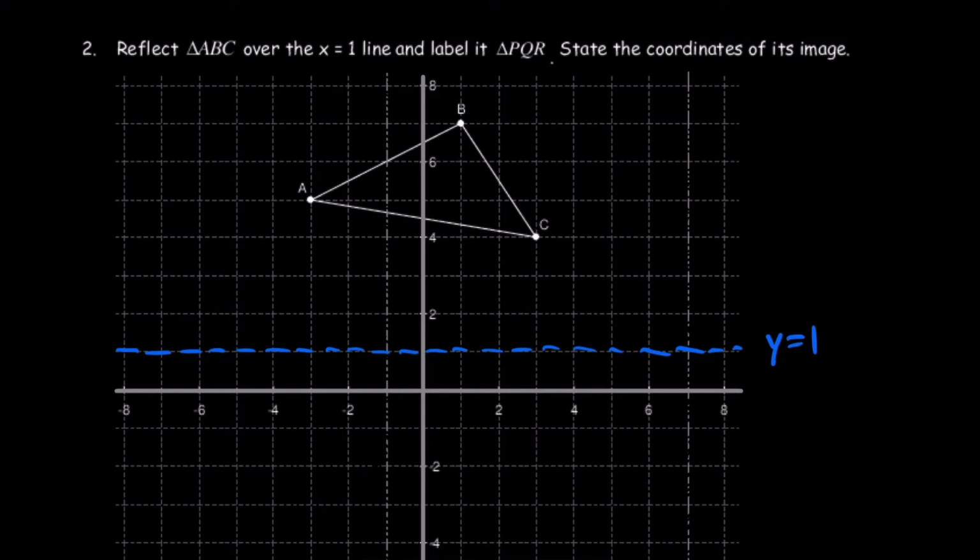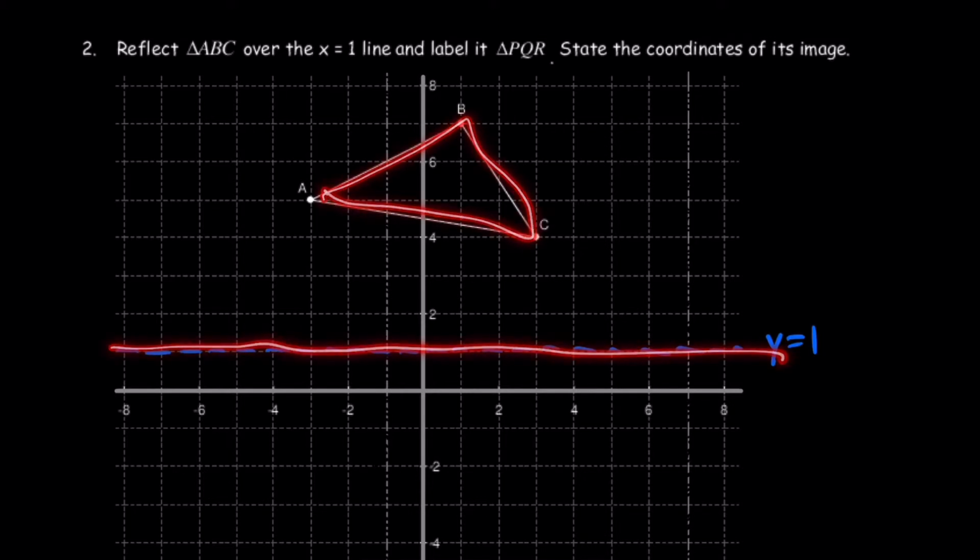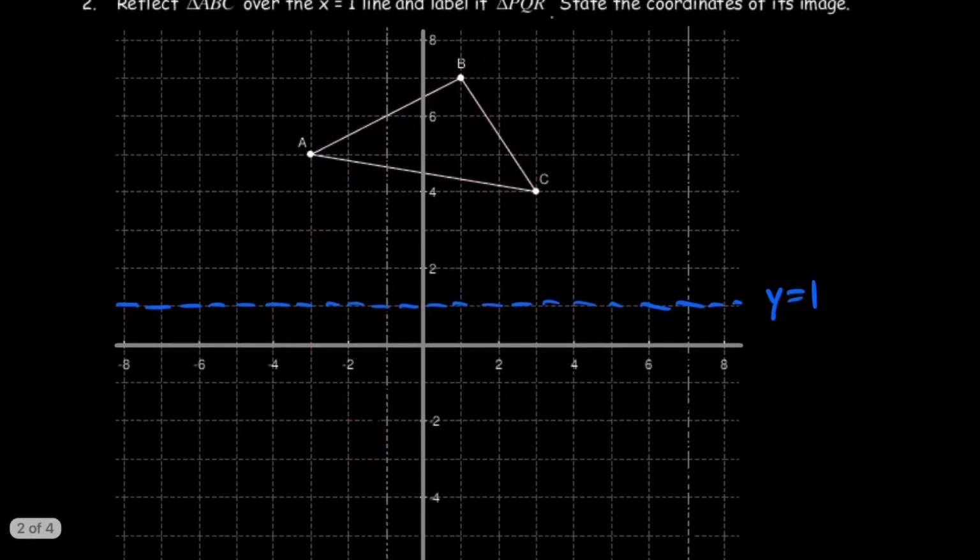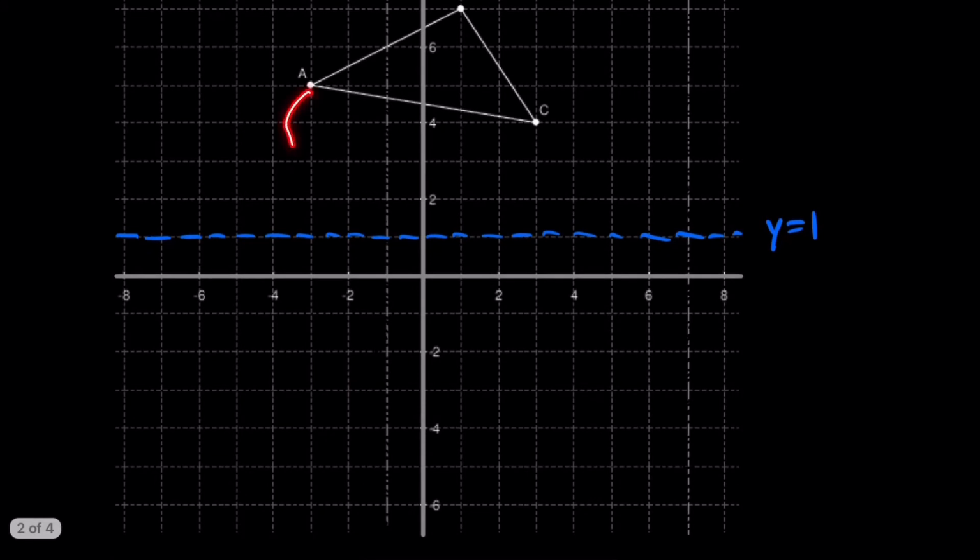And if I need to reflect this triangle over this line, it's going to reflect down here. So what I'm going to do is count the distance from this point to the line and then go that same distance to the other side. So 1, 2, 3, 4, 1, 2, 3, 4. A prime would go right here. Here's A prime.